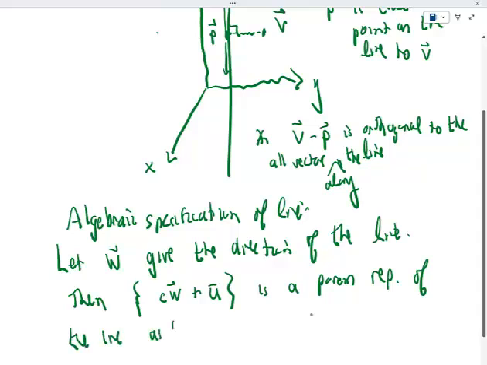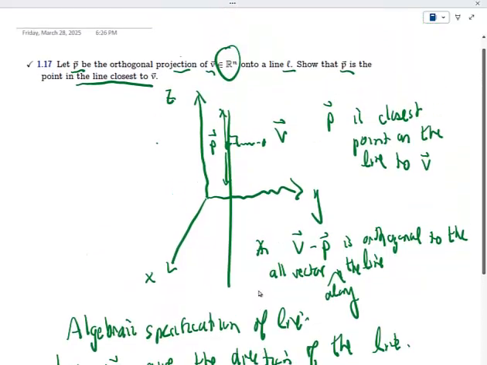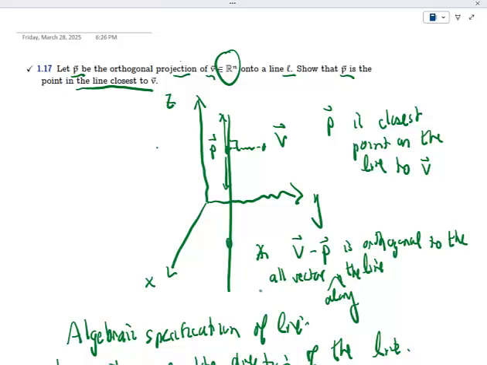as long as U is on the line. I could take any point U on the line. And then if I move from that point U along the vector W, I'll remain on the line. I can move along W any distance. I can move C times W, up or down. C can be positive or negative, whatever. So I can do that for any point U on the line.